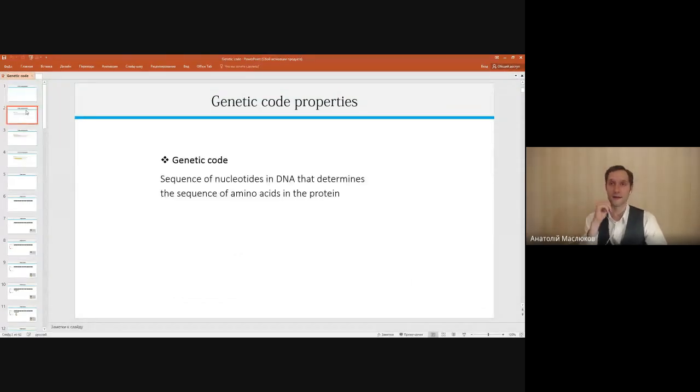So, in a more clear and precise way, we may determine genetic code as a sequence of nucleotides in the DNA that determines sequence of amino acids in the protein. So you have to focus on these words: sequence of nucleotides in the DNA determines sequence of amino acids in the protein. Somehow, nucleotides in the DNA correspond to amino acids in the protein, and in a few seconds, we will discuss how exactly this is matched.